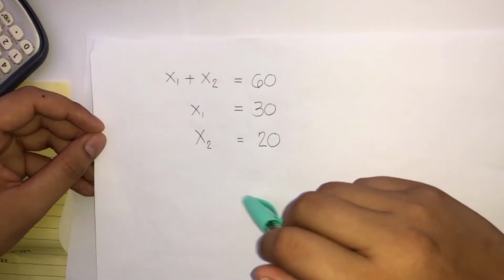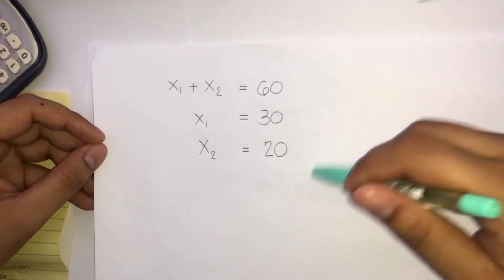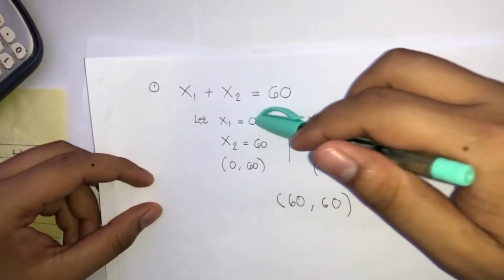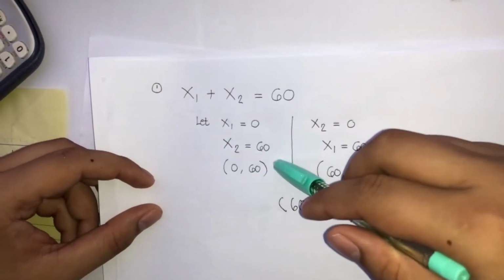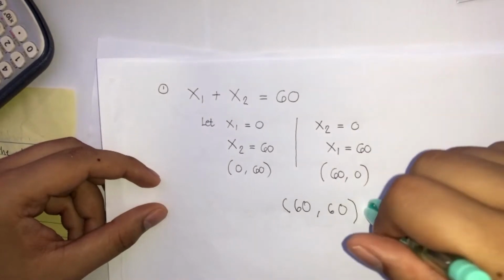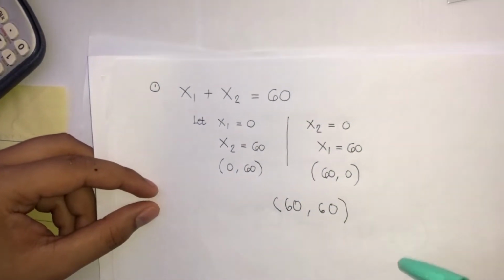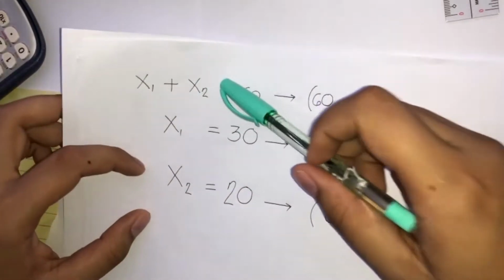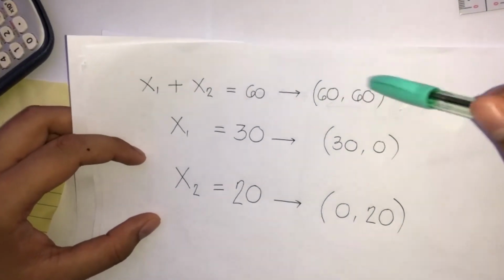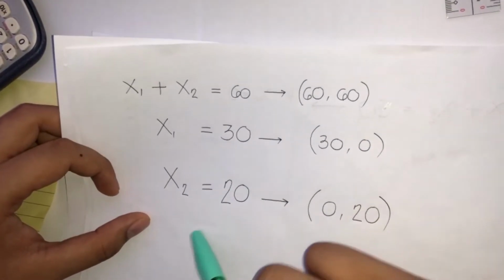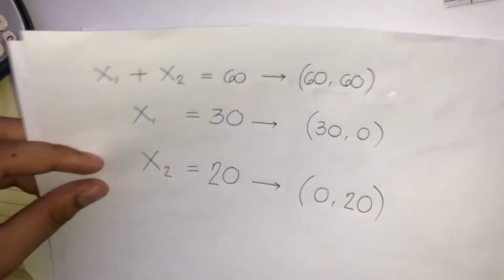The next step is to calculate the coordinate points of each constraint. For the first constraint, let x1 equal 0, then x2 equals 60. If x2 equals 0, then x1 equals 60. So we get the coordinate points of the first constraint. Using the same steps for constraint 2 and constraint 3, we get the following coordinate points. x1 plus x2 equals 60 has coordinate points 60, 60. x1 equals 30 has coordinate points 30, 0. And x2 equals 20 has coordinate points 0, 20.